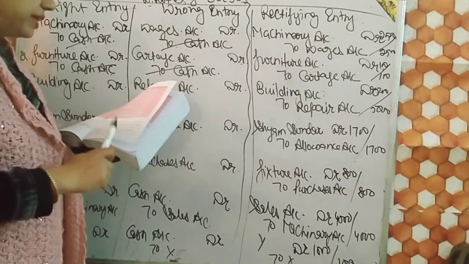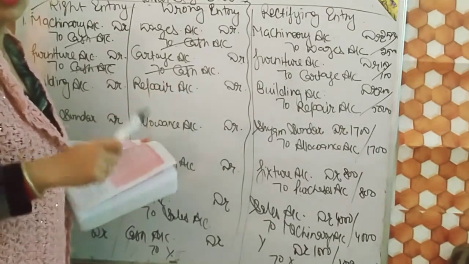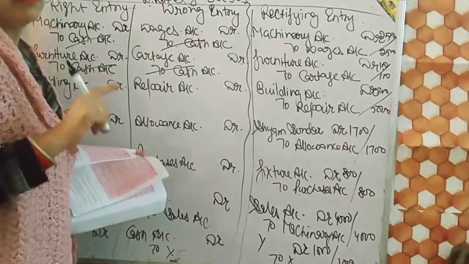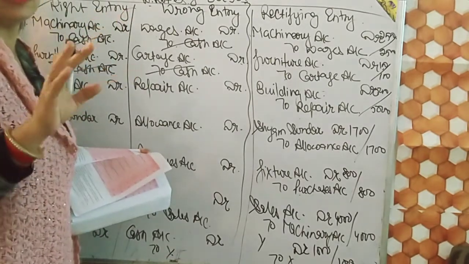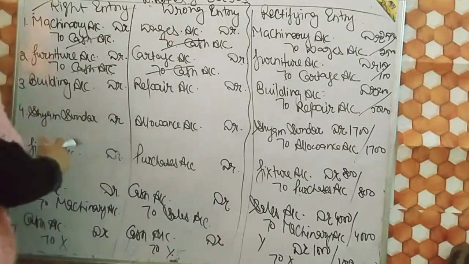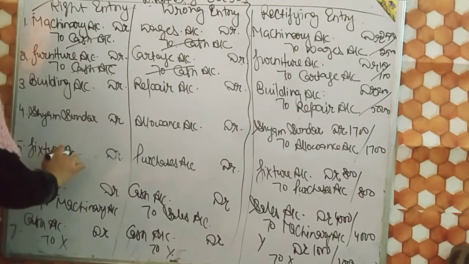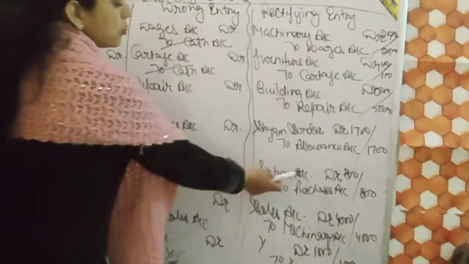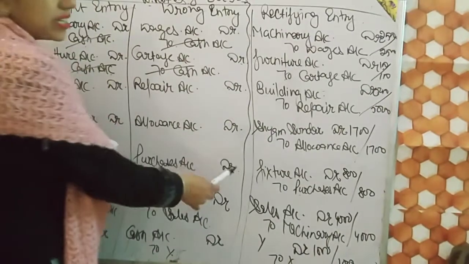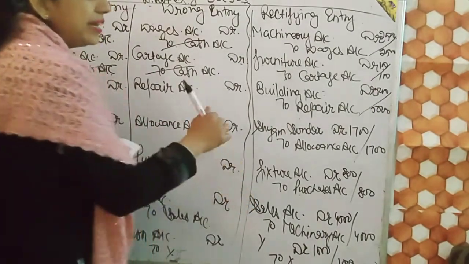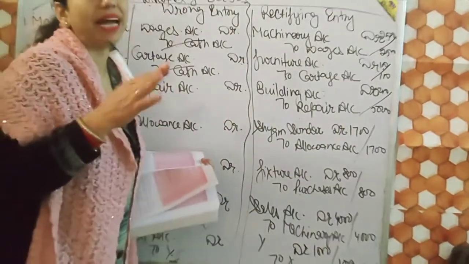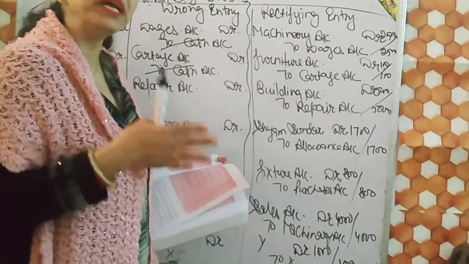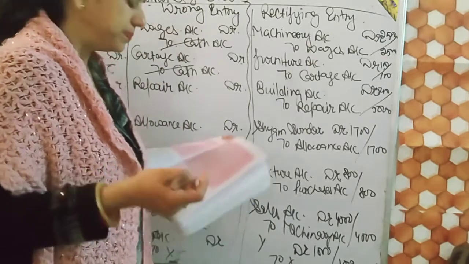Next, 800 paid for a newly purchased fan, posted to purchase account. A newly purchased fan means fixture. Anything which is fixed in the wall is called fixture. So fixture should be debited. But by mistake, we debited purchase account. So fixture should be debited and the wrong purchase should be credited. Anything which is wrongly debited should be credited, and anything which is wrongly credited should be debited. So it's just simple.